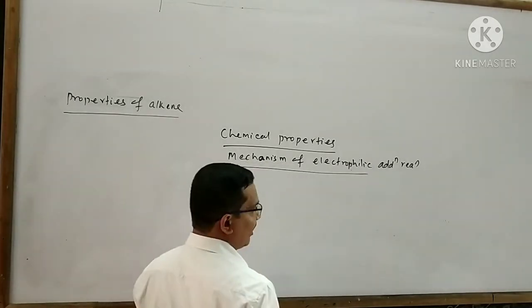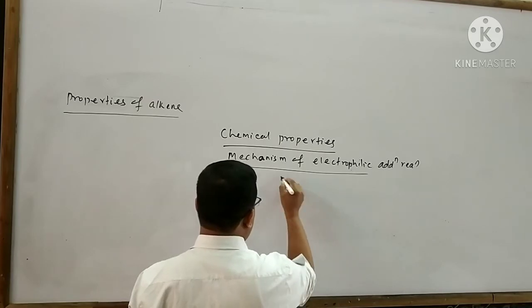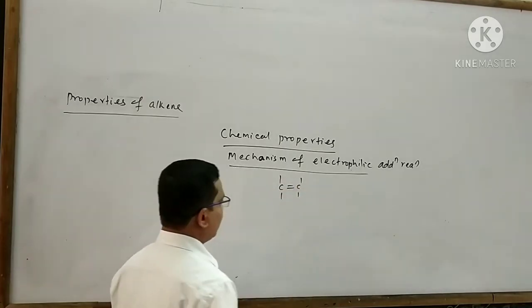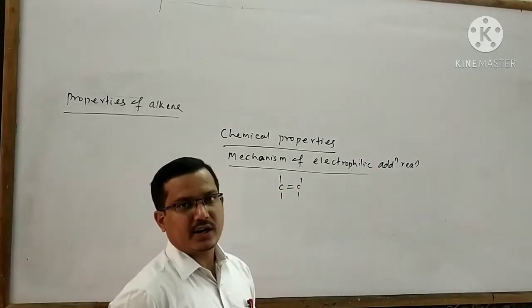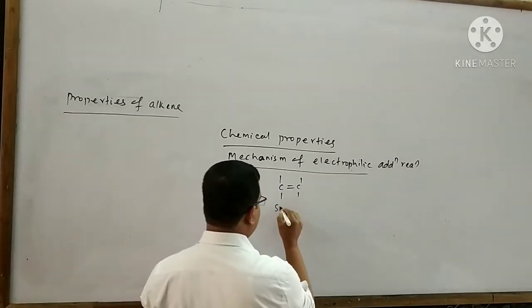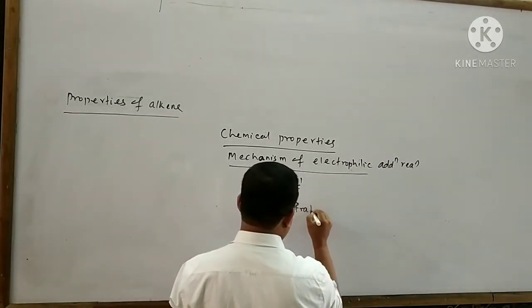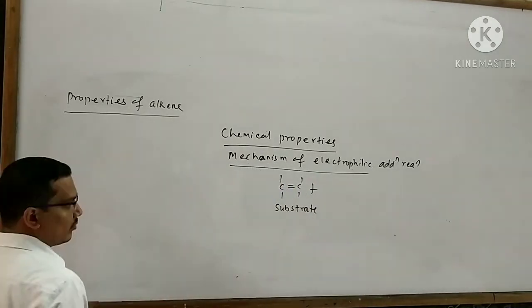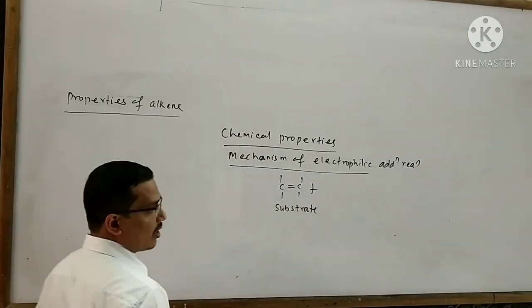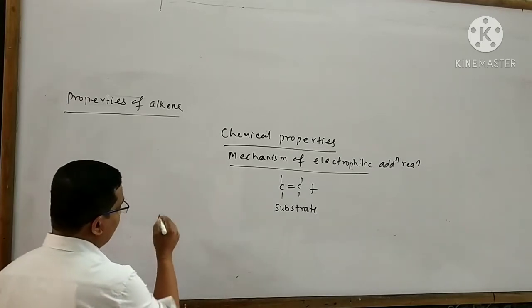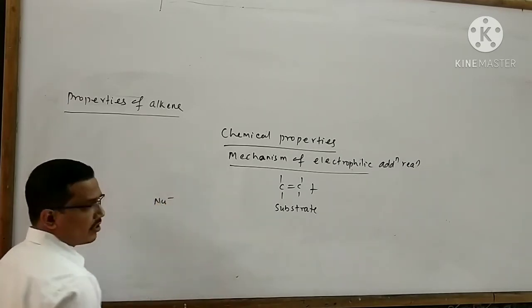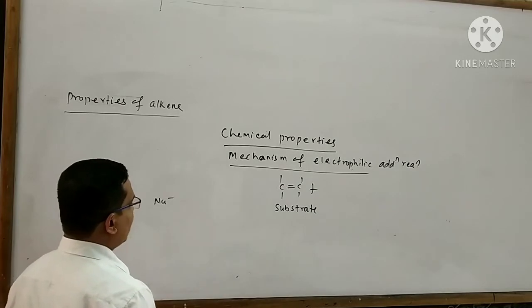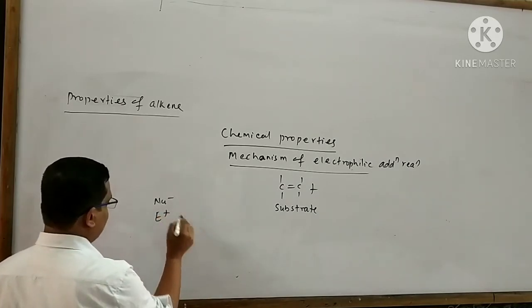Suppose I take an unsaturated hydrocarbon compound. This is your unsaturated hydrocarbon compound. It acts as a substrate. Suppose I take an attacking reagent. Remember an important point: nucleophiles are generally represented by Nu-, and electrophiles are generally represented by E+.